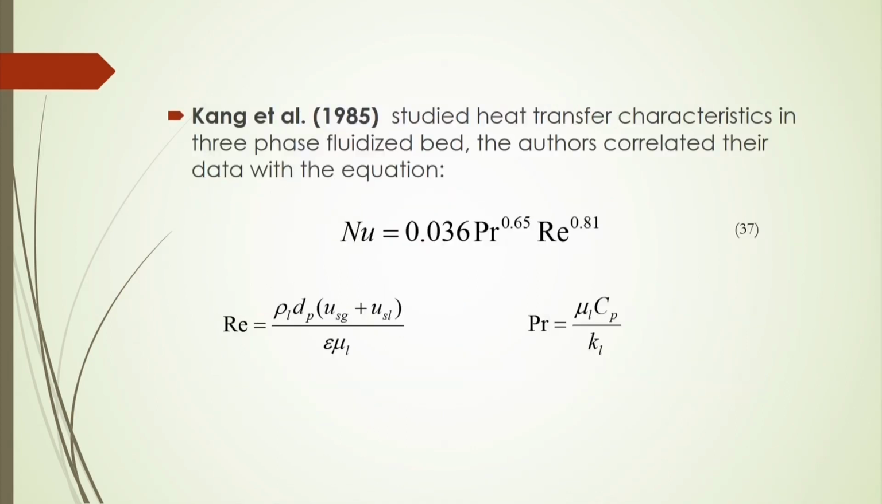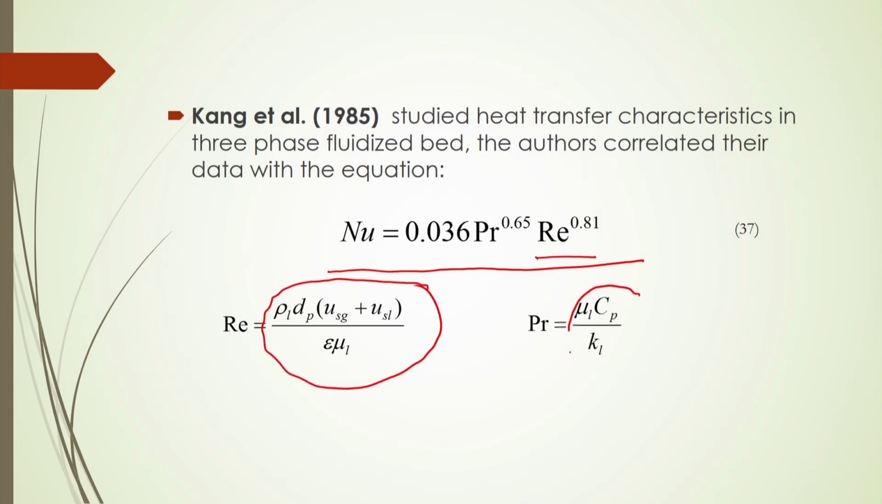As per Kang, from their experimental data, equation 37 can be used to predict the heat transfer coefficient in the 3-phase fluidized bed, where it is again a function of the Prandtl number and Reynolds number. Here the Reynolds number is defined by the fluid mixture properties, and the Prandtl number also is for a mixture of the liquid. So, based on equation 37, one can calculate the heat transfer coefficient in the 3-phase fluidized bed.